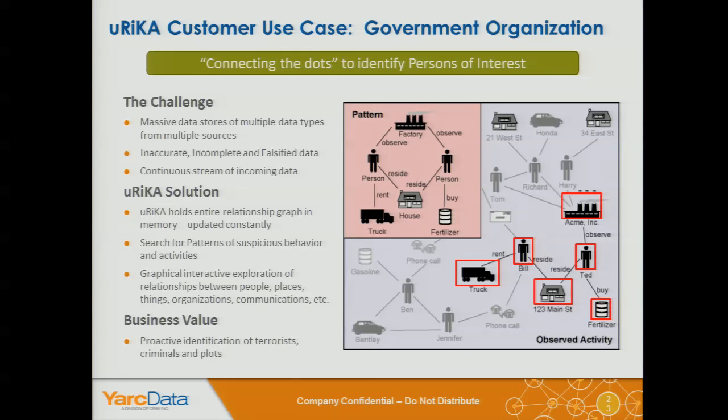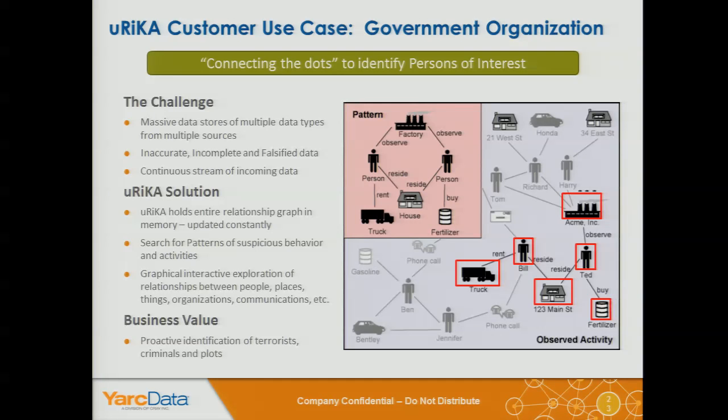Okay. Here's one of our classic Eureka use cases, which is when you're trying to find patterns of behavior that you would like to detect and stomp out. This is an intelligence scenario where you have a large amount of fairly randomly connected data, but you have a pattern that you're looking for.